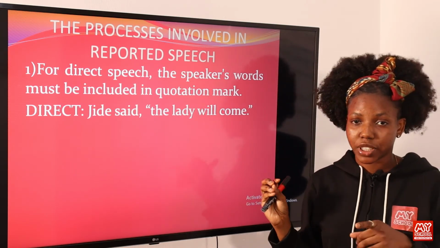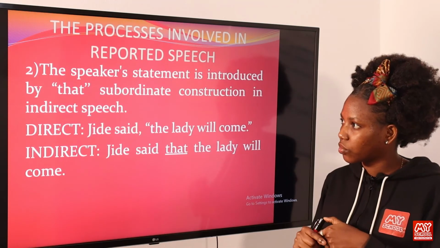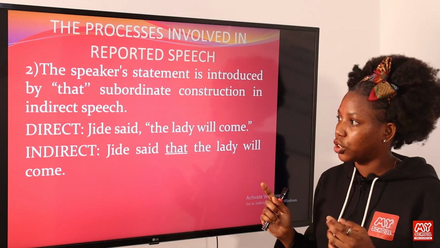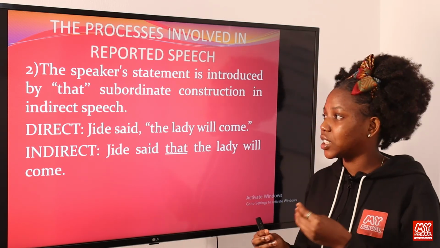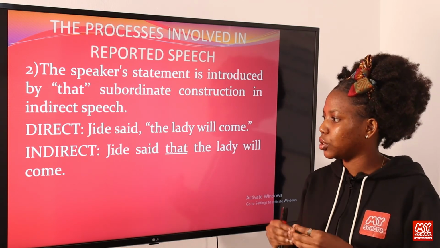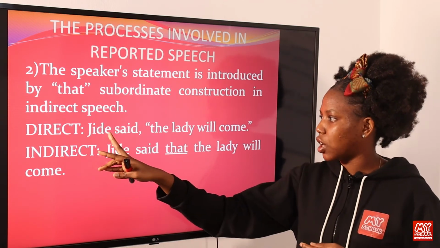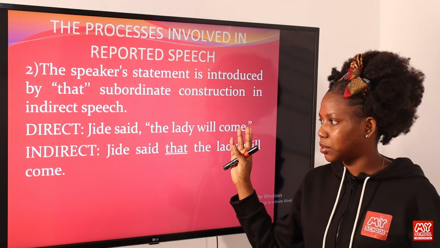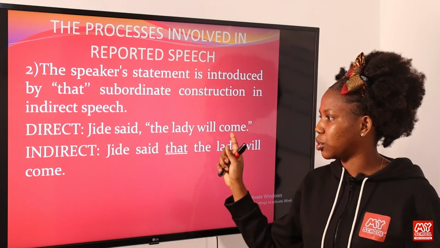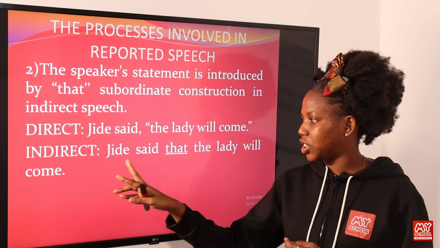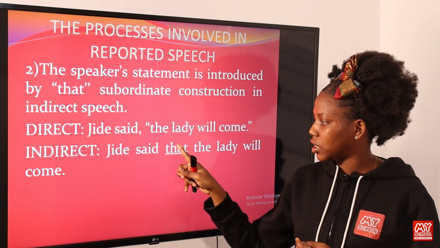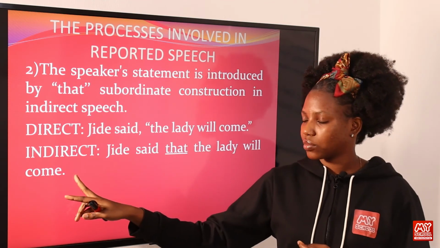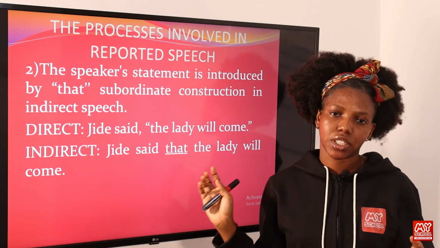Now let's take a look at the second process. The speaker statement is introduced by that, which is a subordinate conjunction in indirect speech. So that is a subordinate conjunction, and so it is used in indirect speeches. So for the direct speech, you have Jide said, the lady will come. So the lady will come is the expression or the statement made by someone, and Jide said, the lady will come. This is direct speech. Then the indirect speech, Jide said that. So you can see the introduction of the that. The lady will come. So that is usually introduced in the indirect speech.